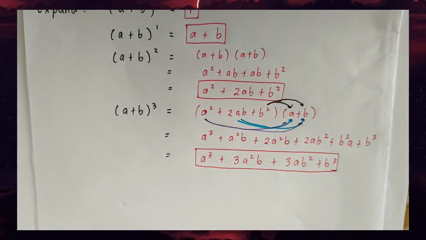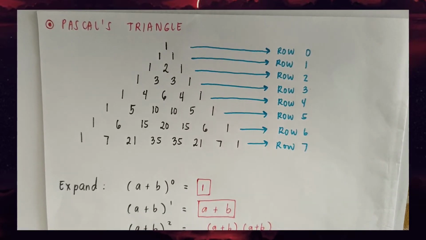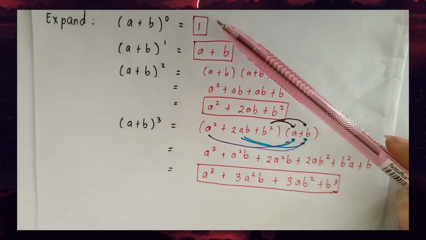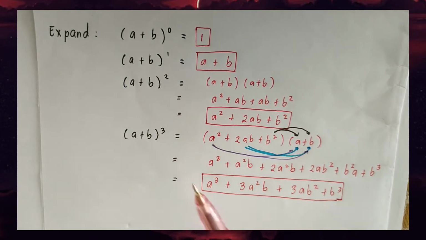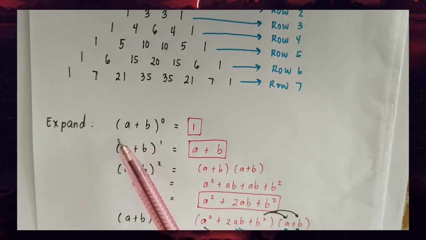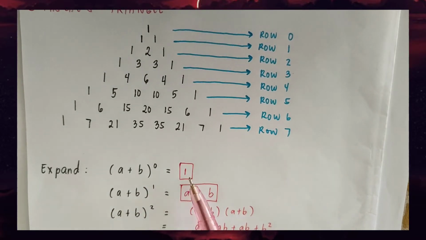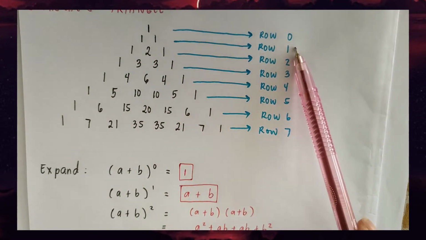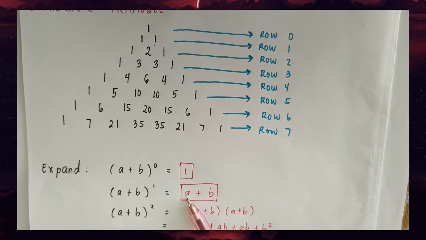So what is the connection of this expansion in the Pascal's triangle? If you analyze the coefficients from our answers, it is also the same with our Pascal triangle. So let's try to look first with a plus b raised to 0. We all know that any value raised to 0 is 1. So in row 0, we have here our coefficient 1. For row 1, the coefficients must be 1 and 1. And we have here a and b, and there is an imaginary 1 as their coefficient.